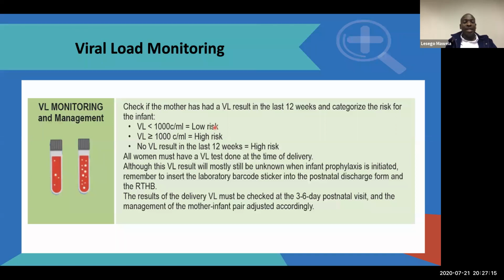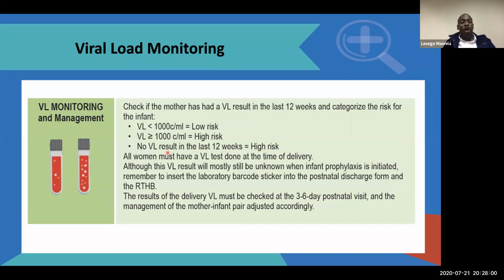If in the last 12 weeks, the viral load was more than 1,000, we classify them as high risk. If we do not have a viral load in the last 12 weeks that was done, we would still classify them as high risk. This is very important. I know it's not written outright, but let's read in between what is being said by this third bullet. This third bullet means any woman who's on ART, who presents in labor, and you do not have a recent viral load, we classify them as high risk, right? And we have therefore to intervene when the child is born as a high risk mother-baby pair, right?